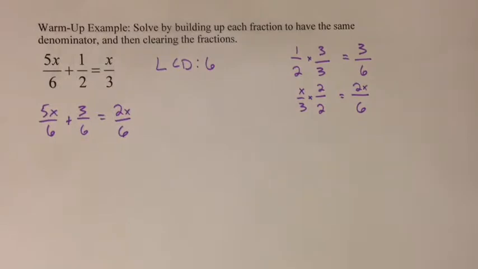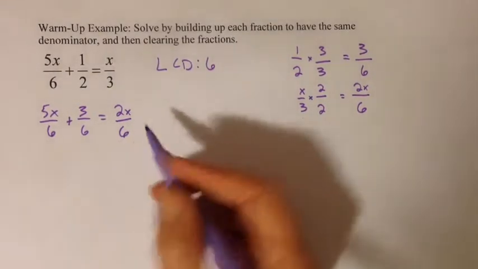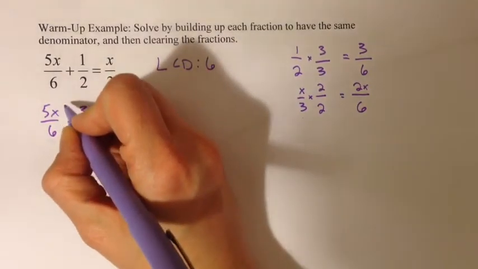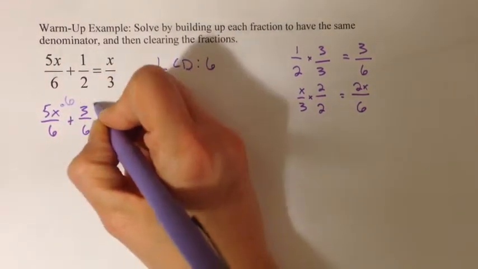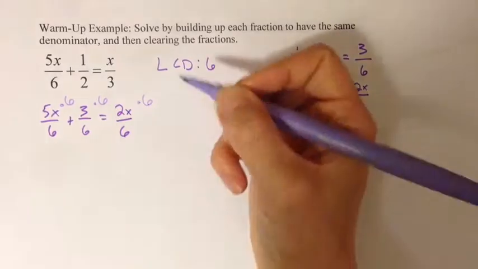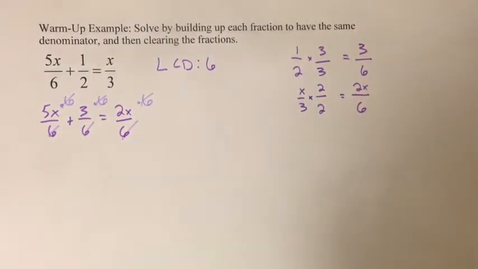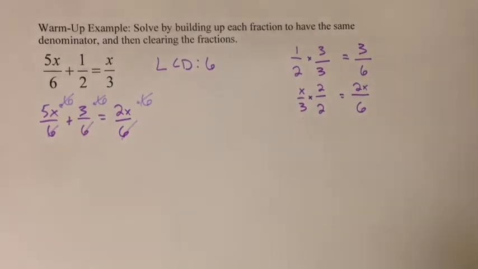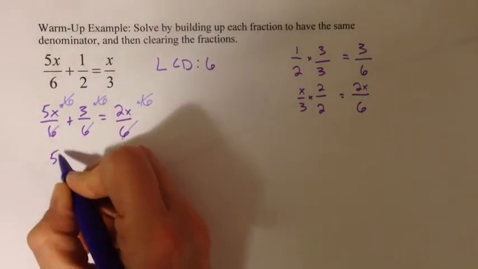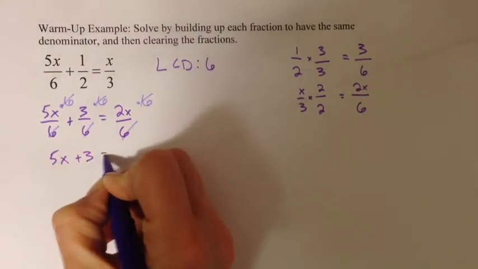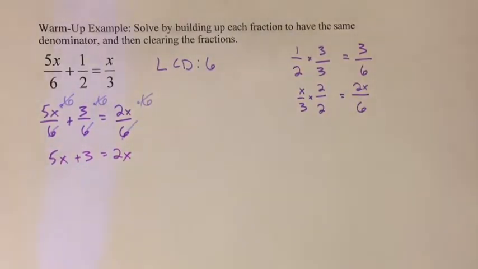Now that everybody has the same denominator of 6, if I multiply both sides of my equation by 6, and think about distributing so that every single term gets multiplied by 6, we'll see that the 6's all cancel, and I'm left with this nice equation that doesn't have any fractions anymore. Now it's 5x plus 3 equals 2x. That looks a lot better, doesn't it?